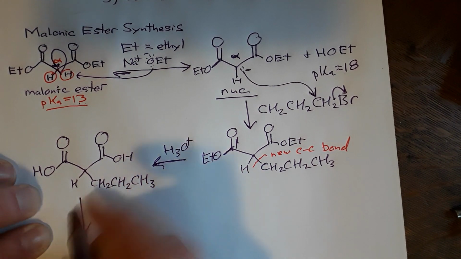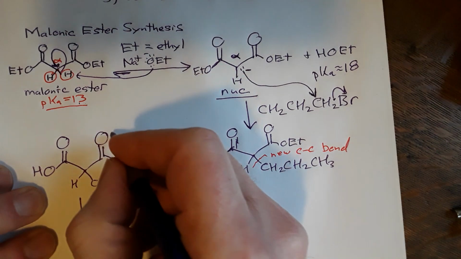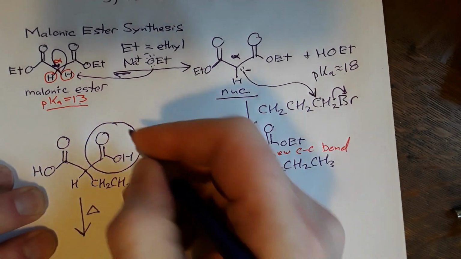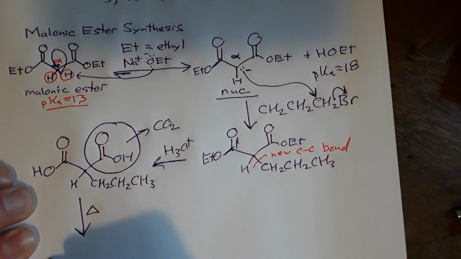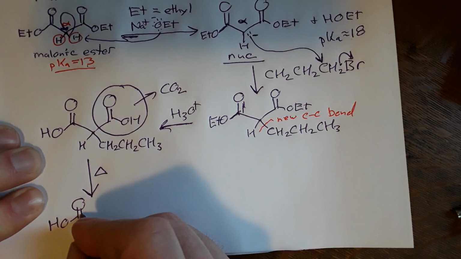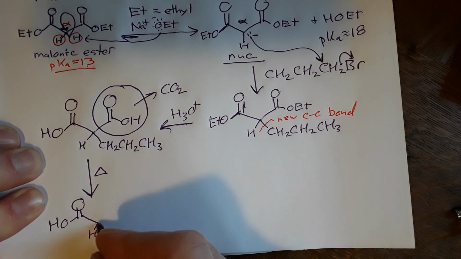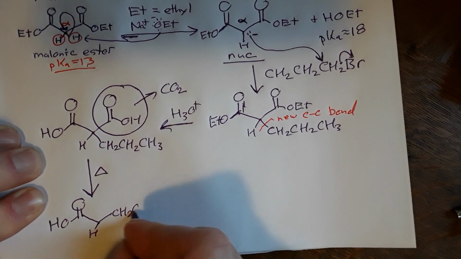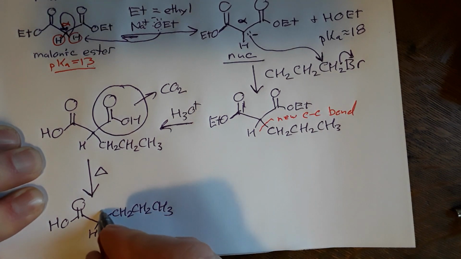And now a little magic happens. That triangle there means heat. If we heat it, then we do something that is referred to as decarboxylation, and we are removing one of the carboxylic acids as CO2. And our final product here is our alpha carbon, and here is our new bond again to the propyl group that we have added.